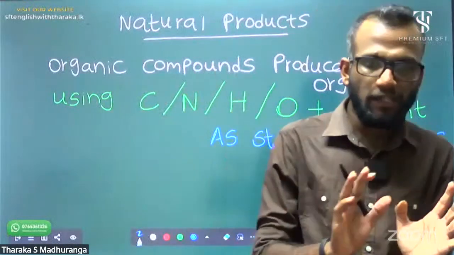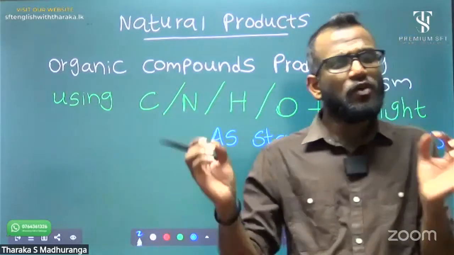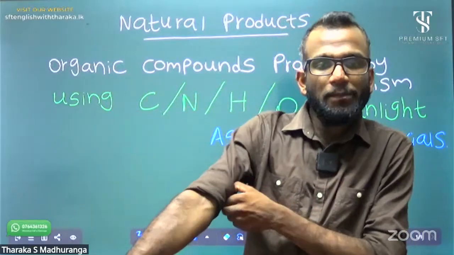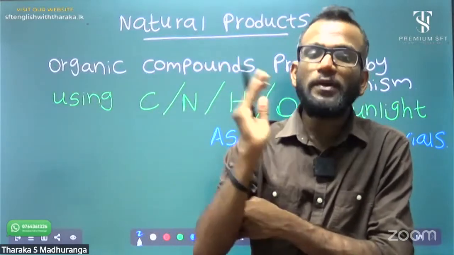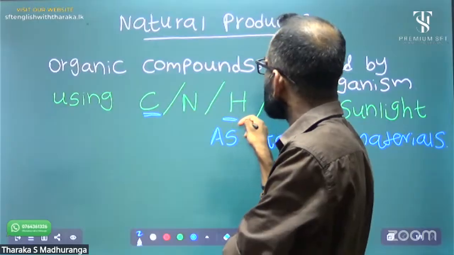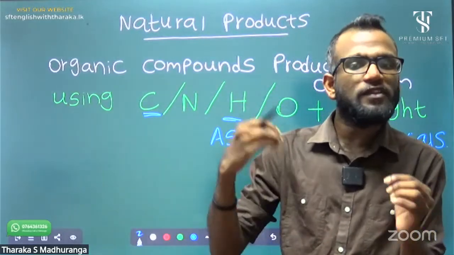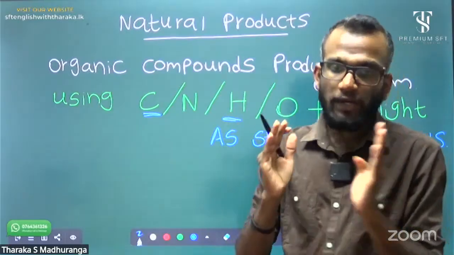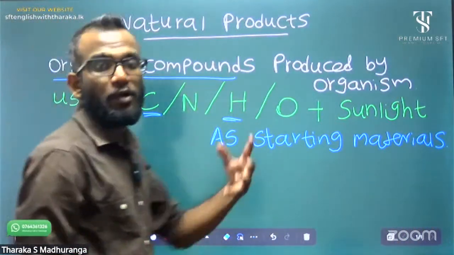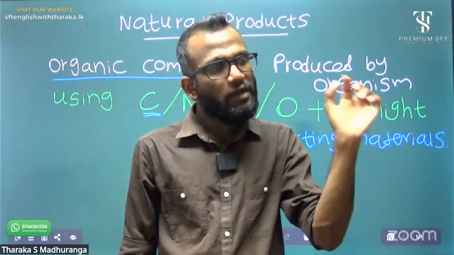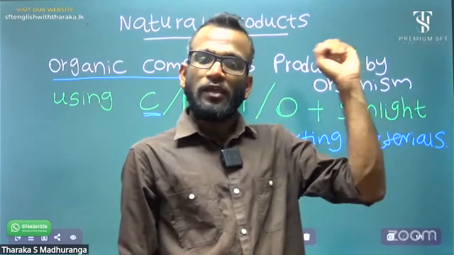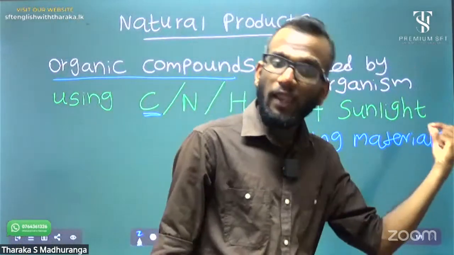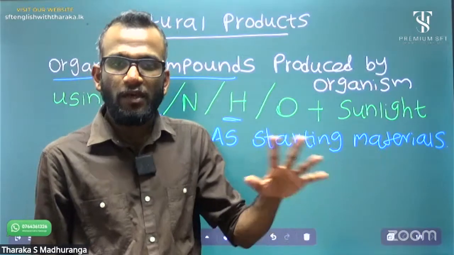How can we define natural products? Natural products are organic compounds. Why do we call them organic compounds? In the biomolecule lesson I explained: organic compounds are compounds with carbon-hydrogen bonds. Therefore all natural products are organic compounds. They are produced by an organism, which can be a microorganism, animal or plant, using starting materials. What are the starting materials? Carbon, hydrogen, nitrogen, oxygen plus sunlight. Understood? Okay, they are the natural products.